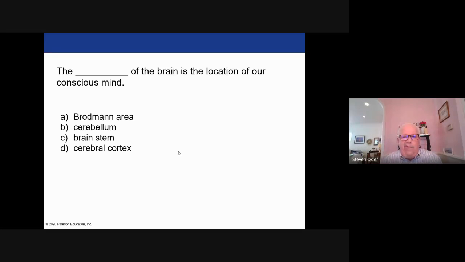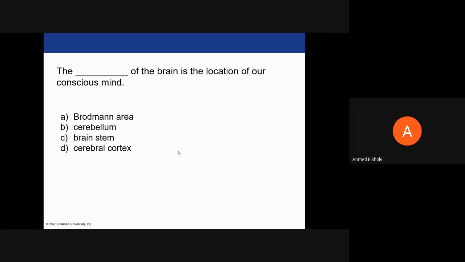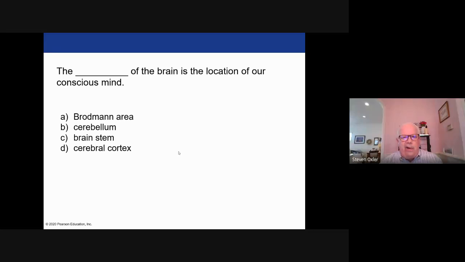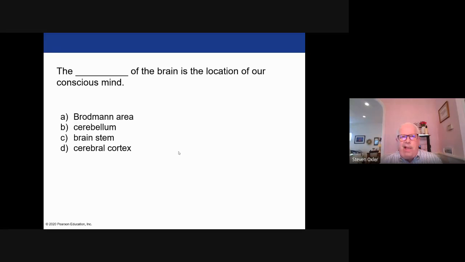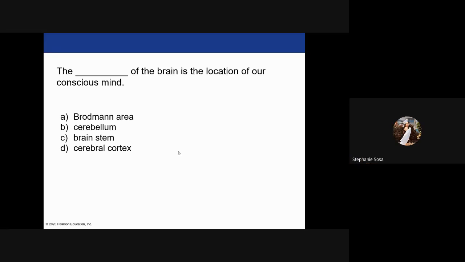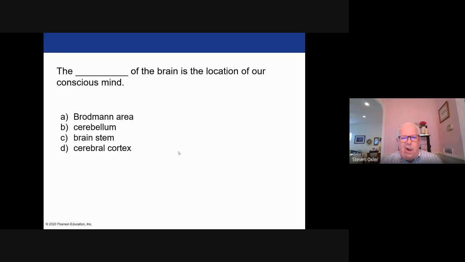The blank of the brain is the location of our conscious mind. Cerebellum. Say it louder. Cerebellum. No. The cerebellum is not a conscious part of your brain. There is only one. Go ahead. D? D as in dog? Yes. Correct. The thinking part of your brain, the executive suite, is the cerebrum, the cerebral cortex.